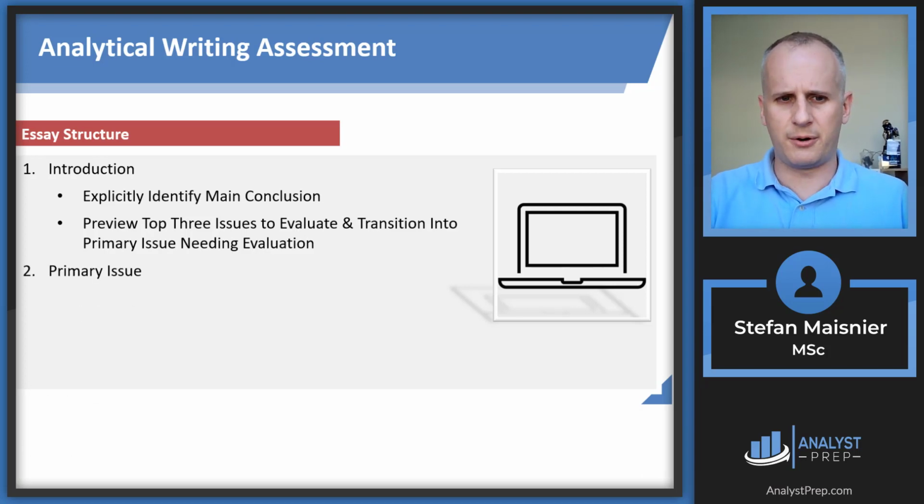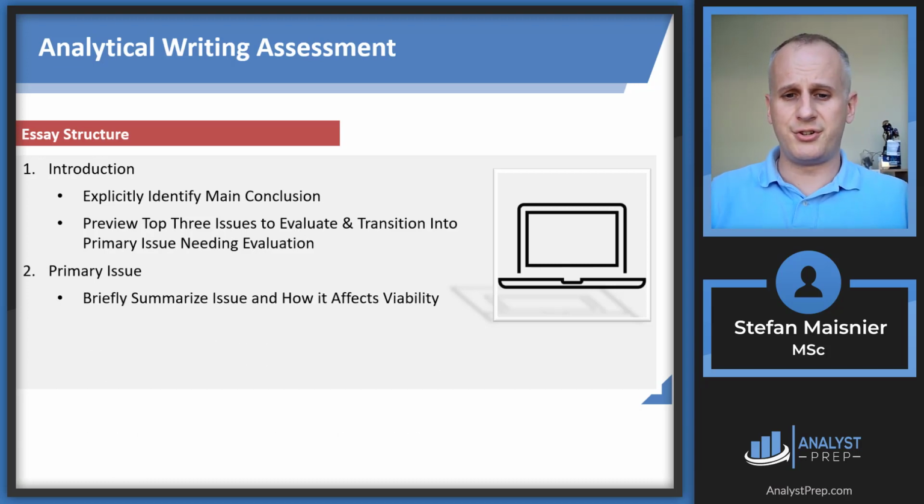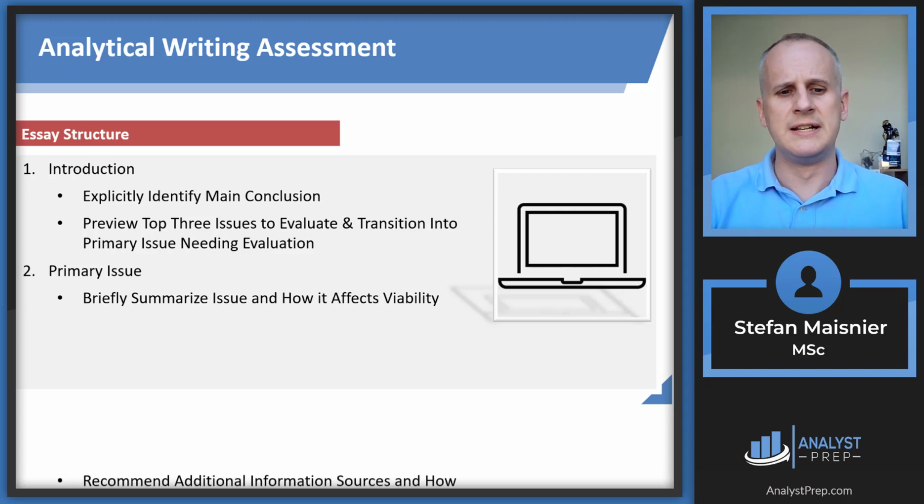Then we go straight into our primary issue, first body paragraph. You're going to briefly summarize your issue and how it affects the viability. Don't need to go into too much detail. It should be pretty self-explanatory, and it's coming straight from the prompt. You're not using outside knowledge that needs further exposition.